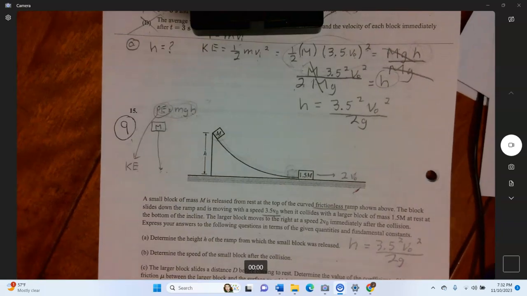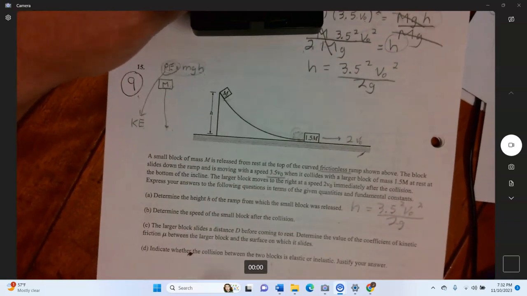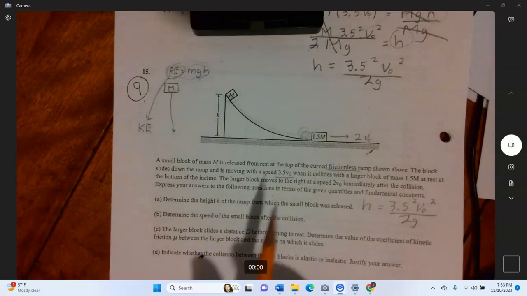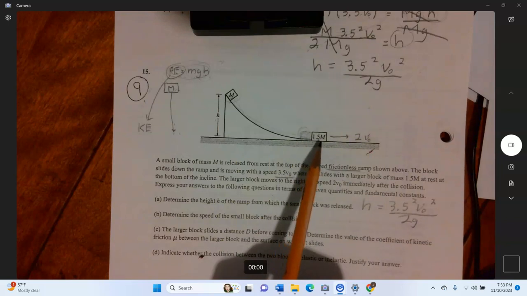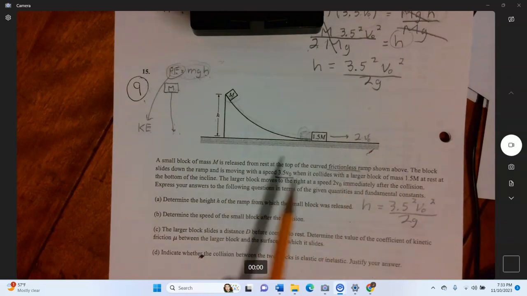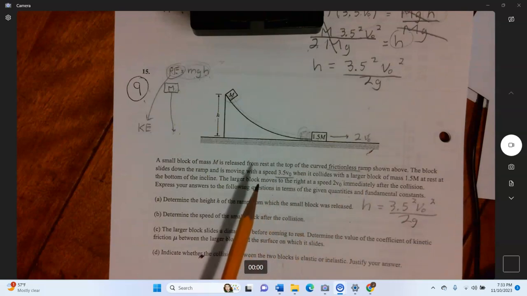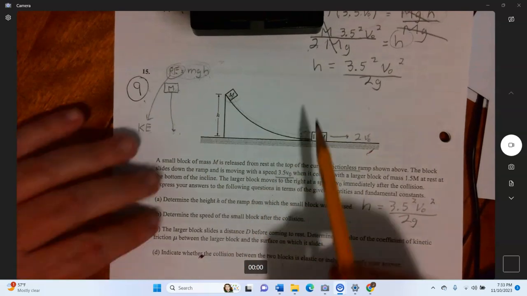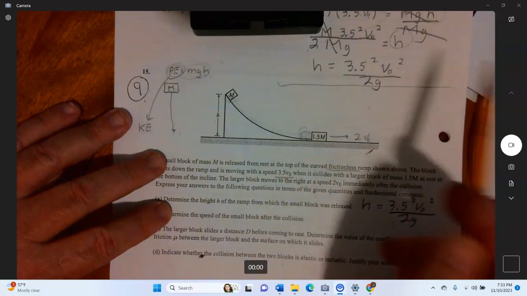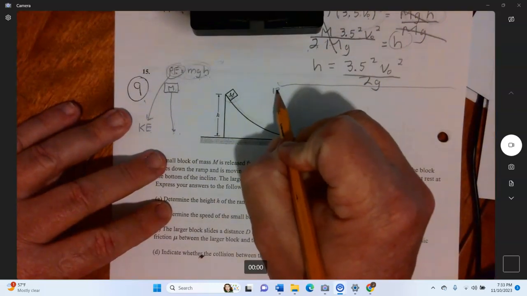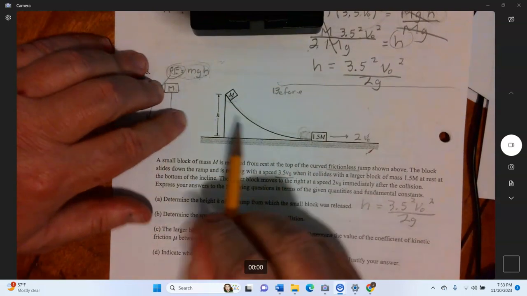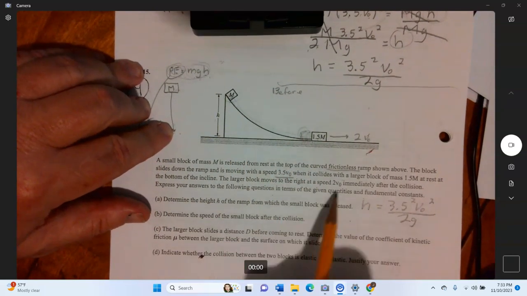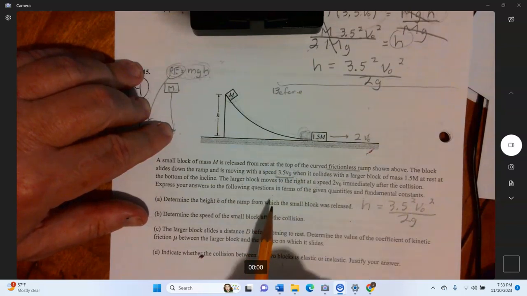Okay? All right. Now they want to know the speed of the small block after the collision. So here comes block of mass M. It comes down here. It hits 1.5 M, and that goes 2. So this is just a simple conservation of momentum problem. Okay, so I'm going to draw a line here. I'm going to write before, and what we have is when it gets here, it tells us that the velocity is 3.5 VO.